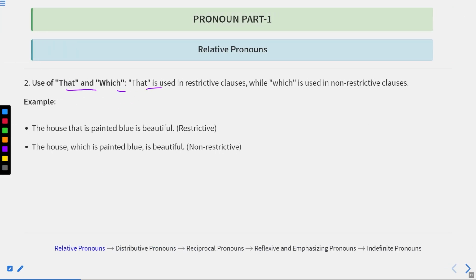Now, use of that and which. That is used in restrictive clauses, while which is used in non-restrictive clauses. Example, the house that is painted blue is beautiful. It means I'm particularly talking about only that house which is painted blue. I'm praising only that particular house. That is why I have used the word that. But if I say the house, which is painted blue, is beautiful, it means I'm praising that particular house which is painted blue. Okay, because maybe it is possible that other houses are also beautiful. So by setting up the commas, we can say that this information is not essential. Otherwise, that is painted blue is just a restrictive clause.